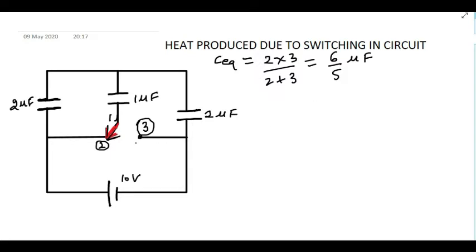And you must remember one thing: when you disconnect 1 and 2 and connect it with 3, there is no change in equivalent capacitance, because again we have 1 and 2 in parallel and the initial 2 microfarad will be in series. It means the change in internal energy of the circuit will be 0, because there is no change in equivalent capacitance, and the total potential remains the same. So what is the method now?